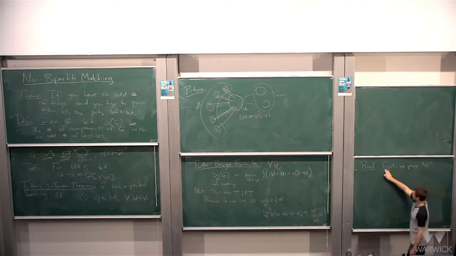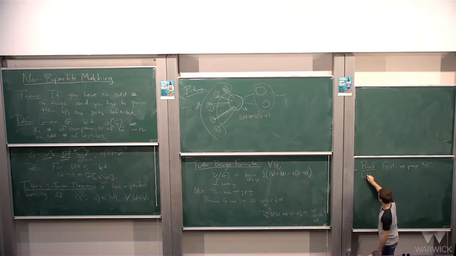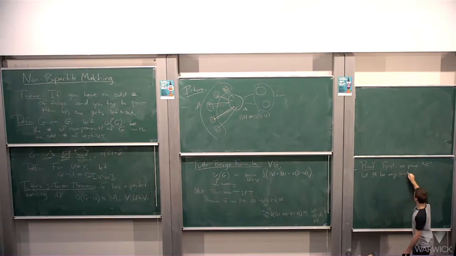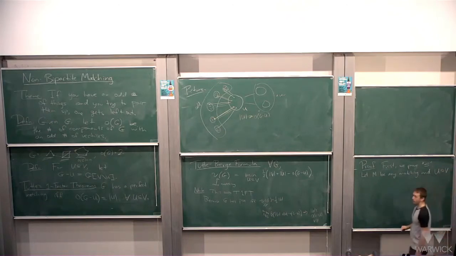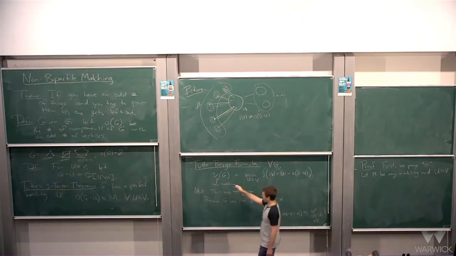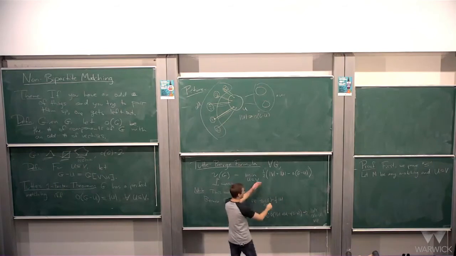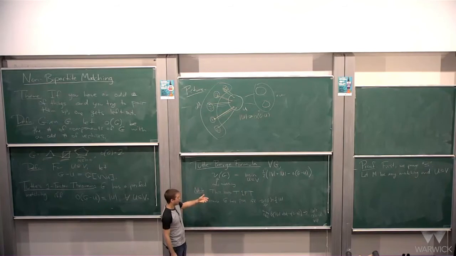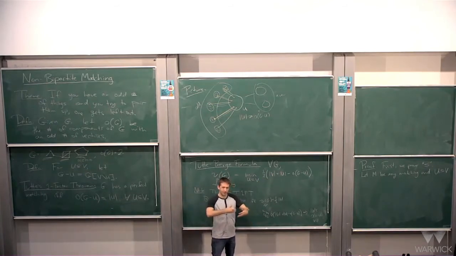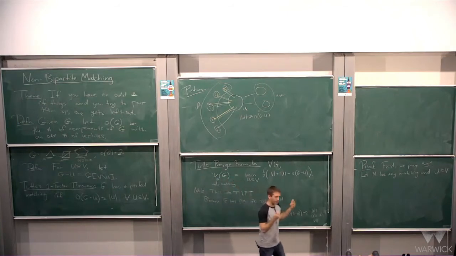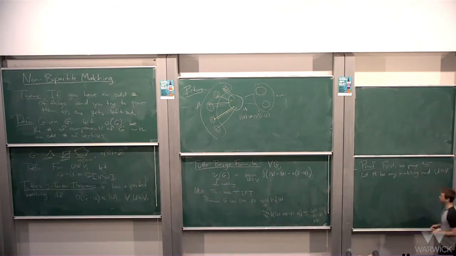Okay, so to do this, let M be any matching and let U be any subset of the vertex set, okay? And what we want to show is that the size of M is at most this expression for U. And then certainly, if M was the biggest matching and U was the minimizer of this, then this inequality would hold. So we want to show for every M and U, this holds.